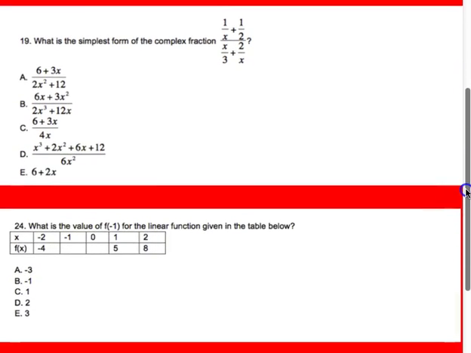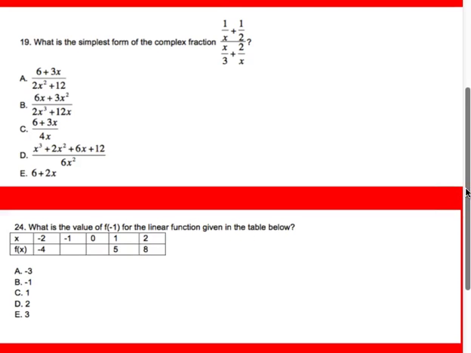So now that you've seen all of these, let's go through and talk about what strategies will best help you through these types of questions on the ACT. For this first one, simplifying a complex fraction, you're going to want to get a single fraction on top and a single fraction on the bottom.